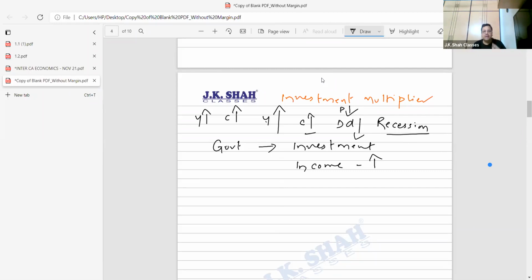It is said, if the government makes an investment of 10 crore rupees, income of the people goes up by approximately, say, 50 crore rupees. Then you would say that the multiplier is 5. So think properly, beta, very easy. Don't worry, I'm here only.